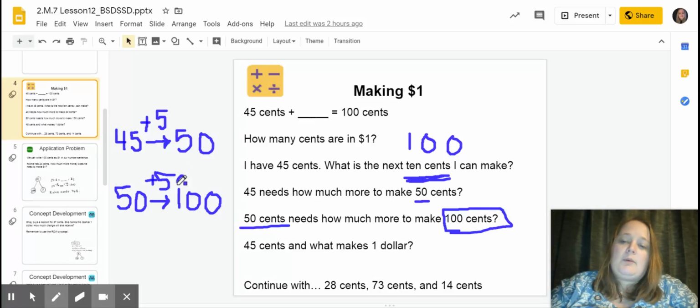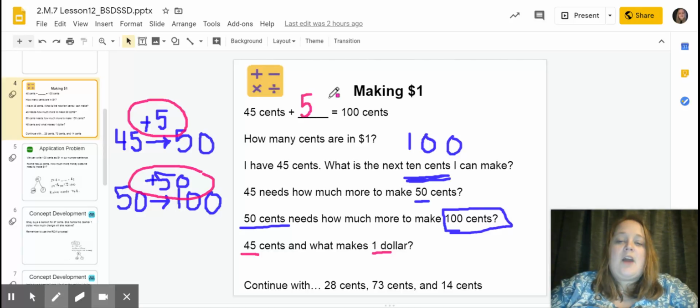All right. Now remember, though, I didn't just add 50 because earlier I added the 5. So now I have to combine these two that I added. So I have to combine this 50 with this 5. So here's my last question. 45 cents and what makes $1? You got it, 55 cents. So now I can write 55 cents here.